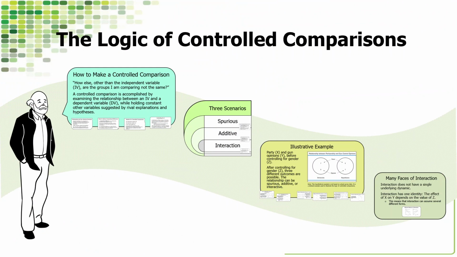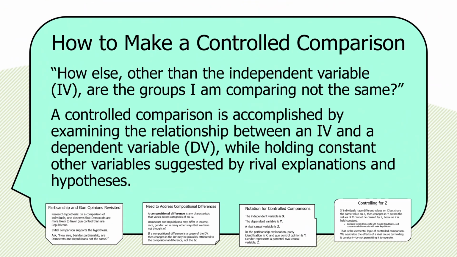Now here's the key question. This is a rhetorical, a heuristic. Control comparisons require that we always ask the how else question. When we look at the relationship between an independent variable and a dependent variable, and we see a relationship, we must ask this: how else, other than the independent variable, are the groups I'm comparing not the same?